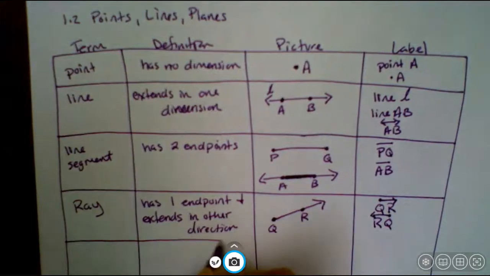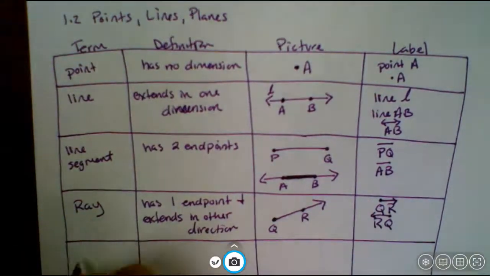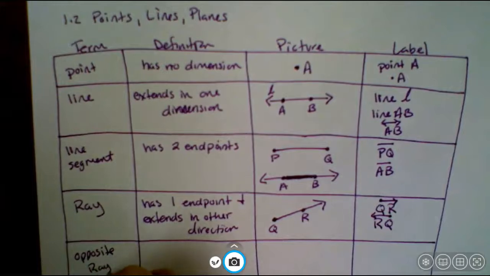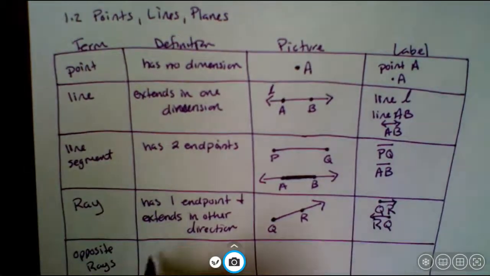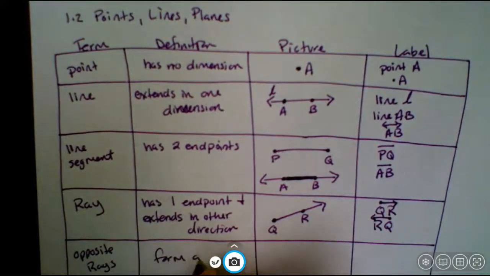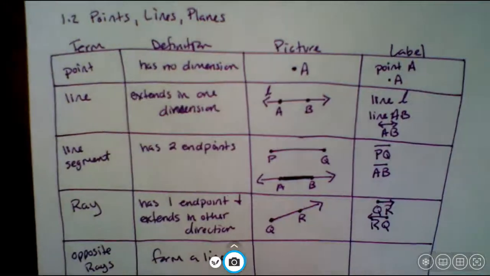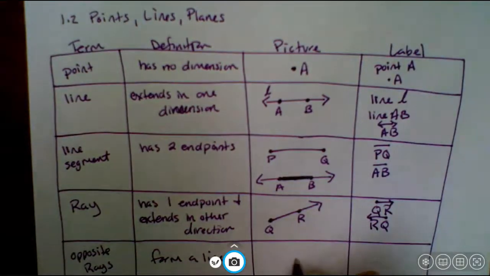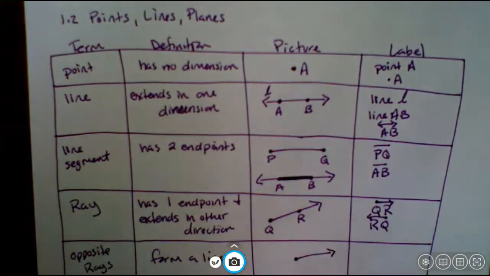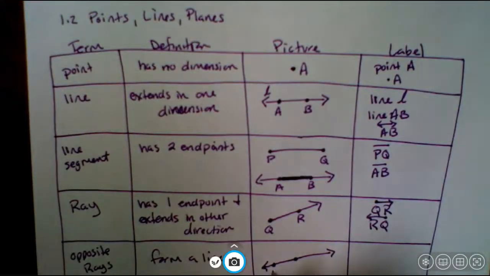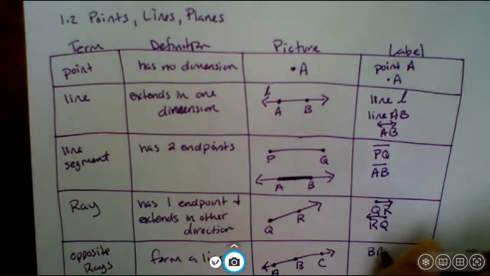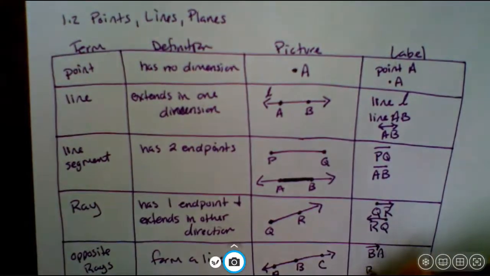Just kind of a fun fact about opposite rays. That's going to be our next one. Opposite rays form a line. So if we look at an opposite ray, I have an endpoint and it shoots out one direction. If I use that same endpoint and shoot out a different direction, I just made this line with two different rays. So I have ray BA and it shoots through A, and then I have ray BC starting at B shooting through C.